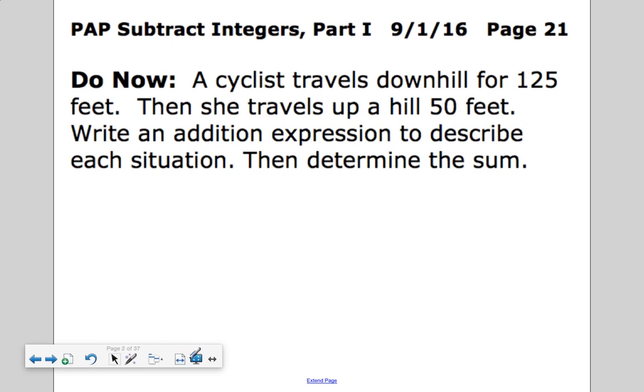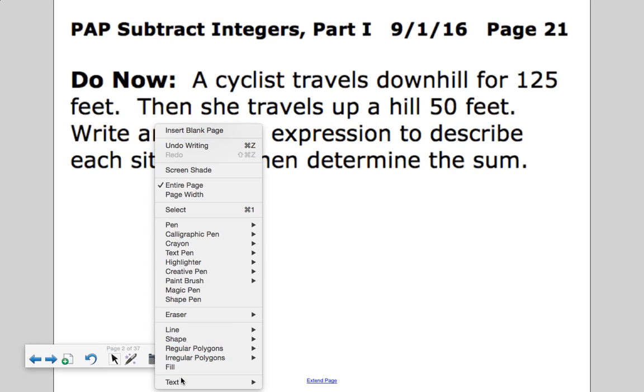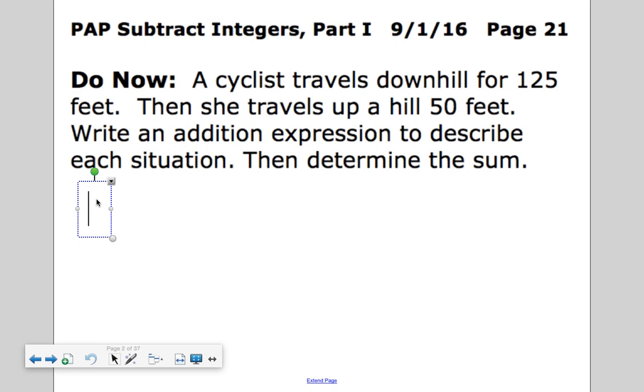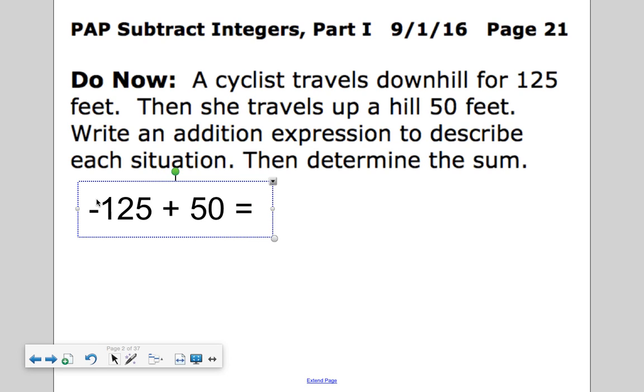So, let's look at our do now today. A cyclist travels downhill for 125 feet. Then she travels uphill for 50 feet. Write an addition expression to describe each situation, then determine the sum. So if it goes downhill for 125 feet, to write it as an integer, a whole number and its opposite including 0, I write it as negative 125 plus, then she goes uphill 50 feet. That's positive 50.